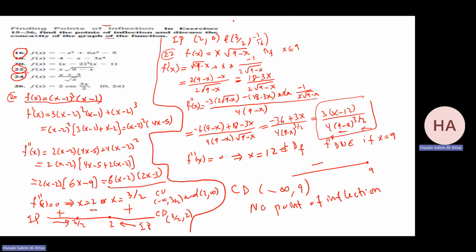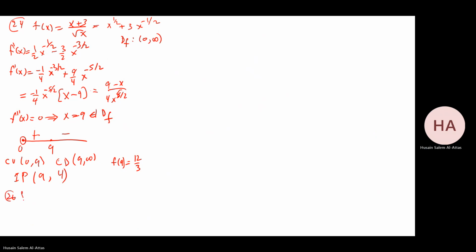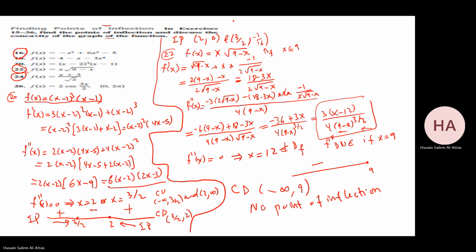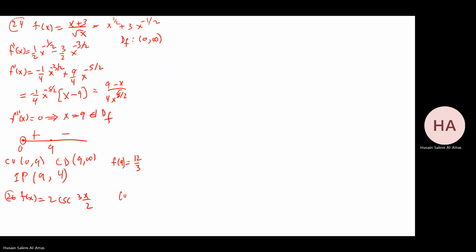Number 26, 2 cosecant of 3x over 2. 2 cosecant 3x over 2. Which interval? 0 to 2 pi. Yeah. Okay. I know the points of discontinuity will be what? I know f is not continuous.